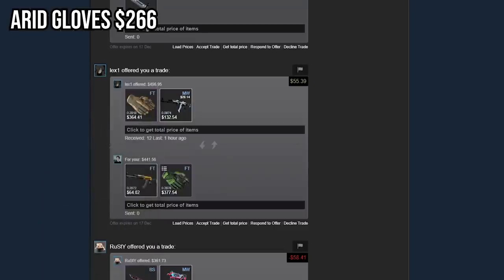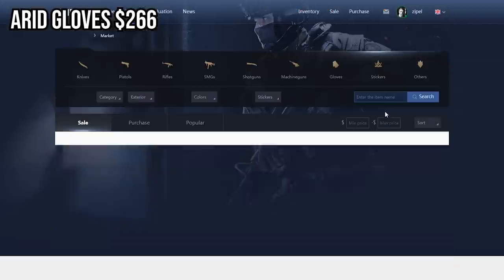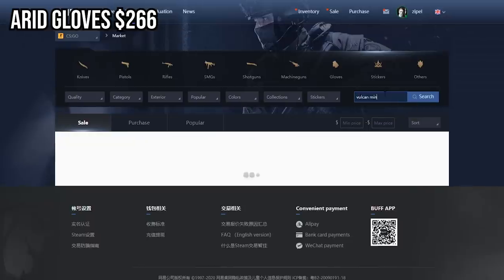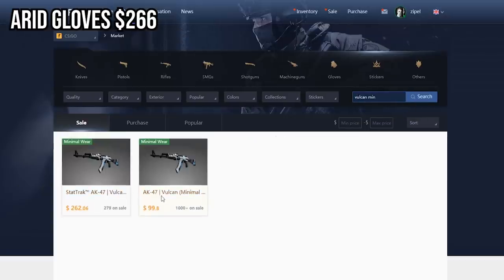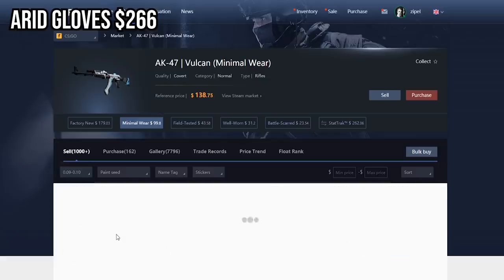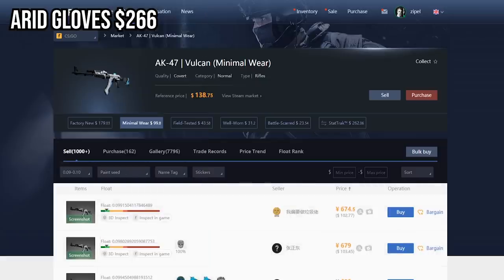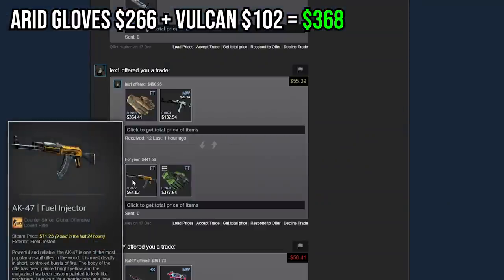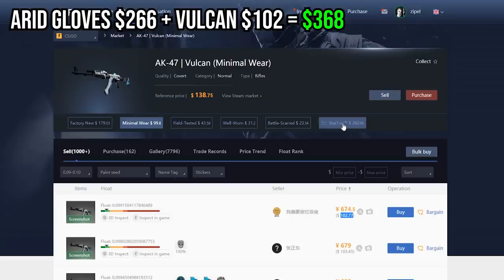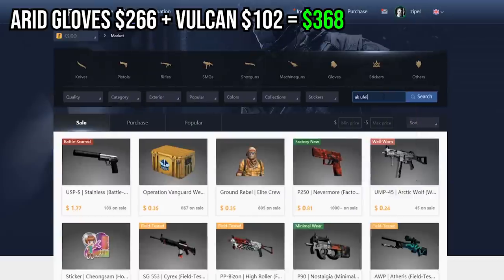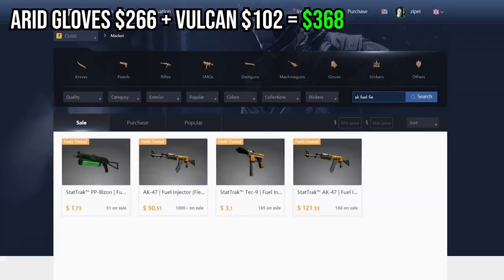The Vulcan here is a 0.09 minimal wear. So I will search for Vulcan mint, and then I will select the float range of 09 to 10. And again, because there are so many listings, this will be representative of the value. So this, you can see, is 102. Now, on the other end, you have my items here, which is an AK fuel injector in 0.28. That would be just market price for that one, which is $50.